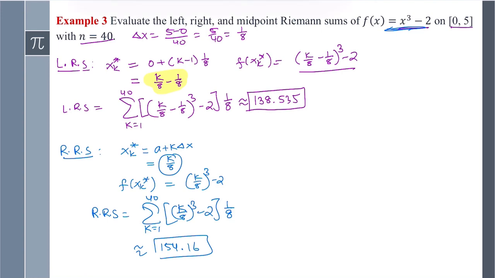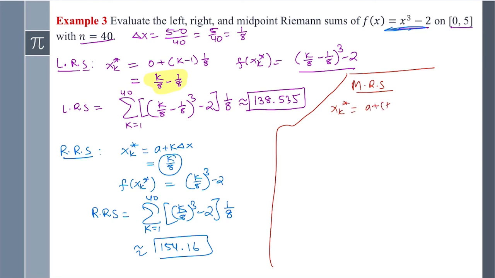Now, the third one is the midpoint Riemann sum. For the midpoint Riemann sum, x sub k star is given by a plus k minus 1/2 times delta x. So a is 0, and k minus 1/2 times delta x, which is 1/8. When we multiply this, we get k over 8 minus 1 over 16.